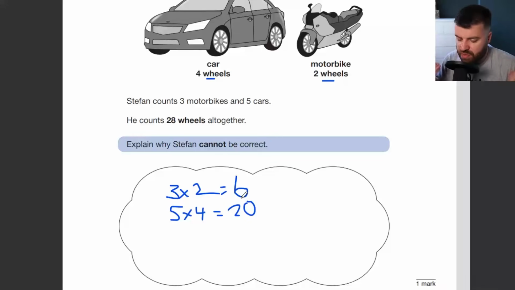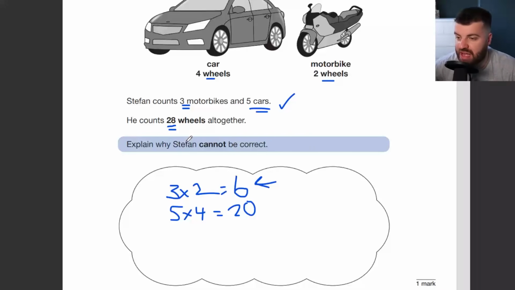Now, the question wants you to dive a bit deeper here, okay? It wants you to think, well, one way you could explain this in words even more succinctly than just doing some maths is to notice that 28 is a multiple of 4. Now, here's the problem. 5 times 4 is fine. That's no problem. But then we have 3 times 2. 6 is not a multiple of 4. So it cannot ever add up to 28.